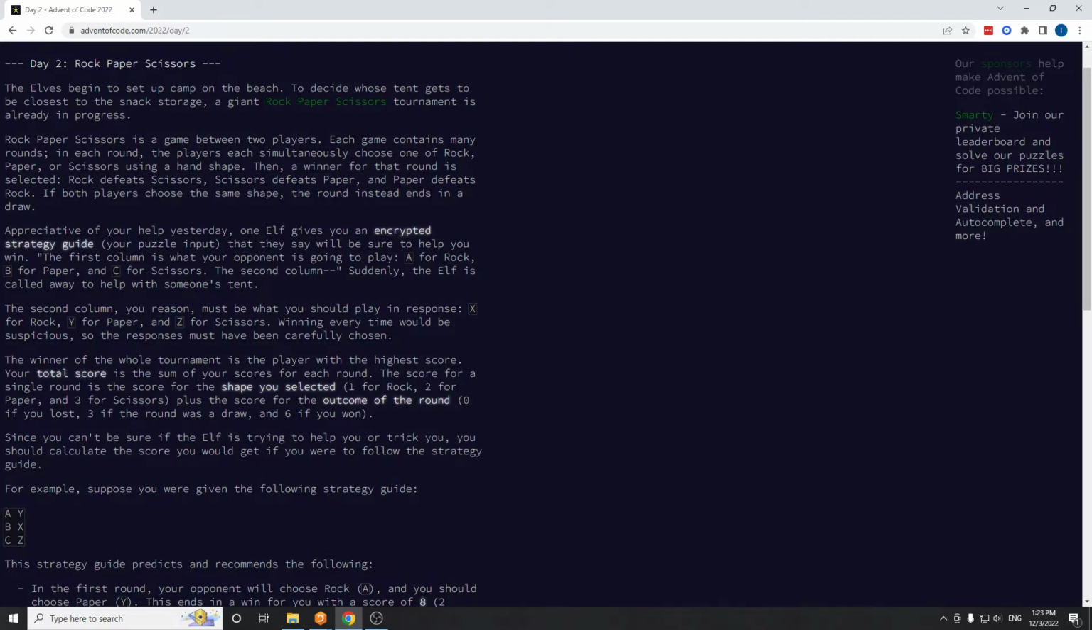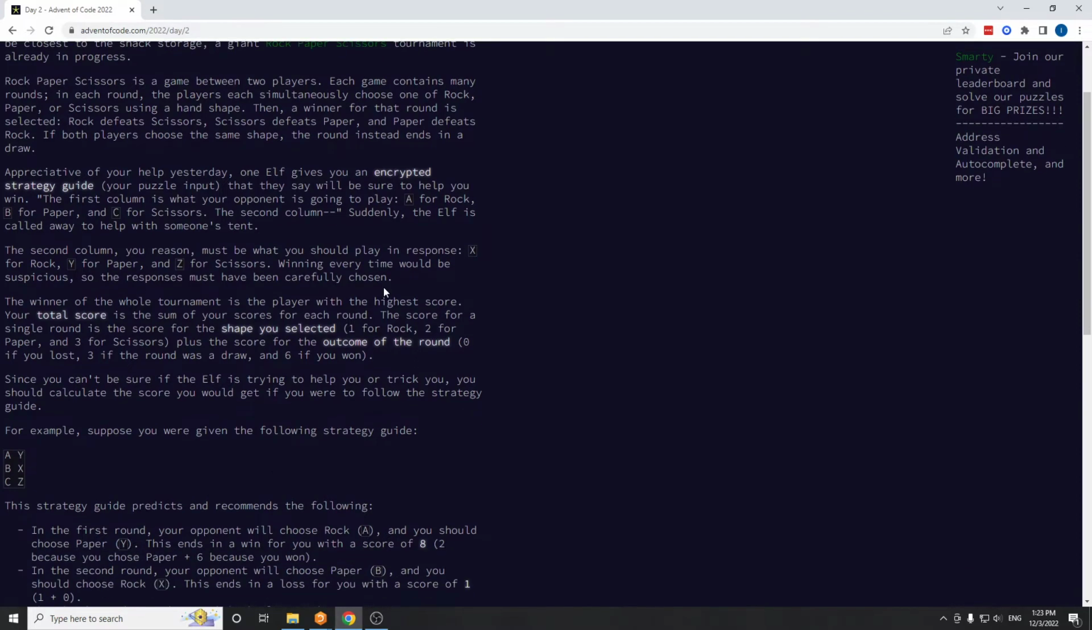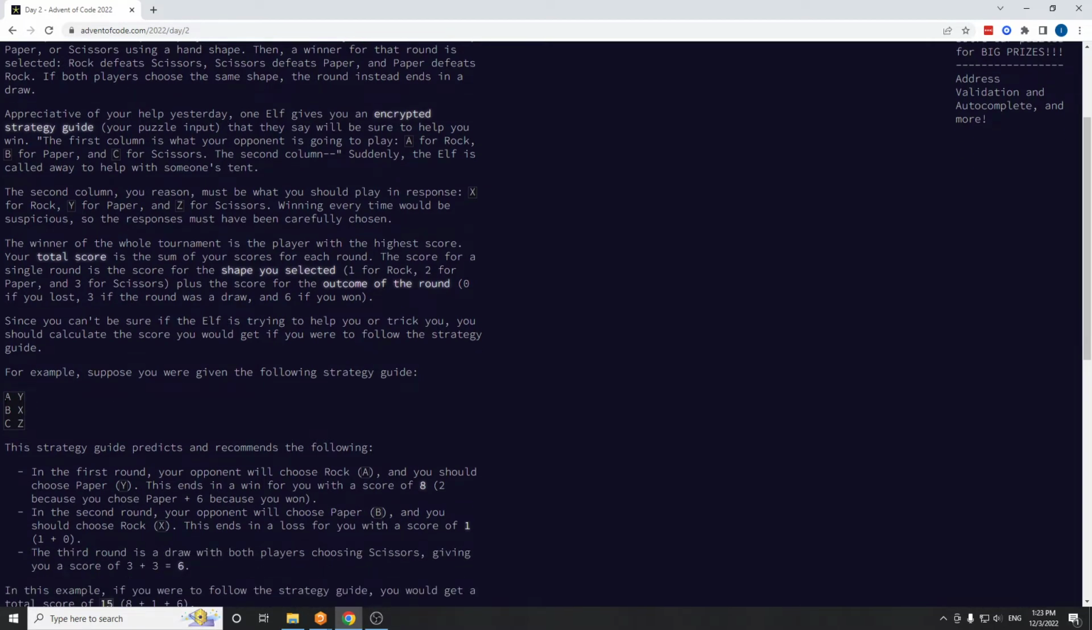So in this problem, we are going to be playing a series of rock, paper, scissors games, and in our input, the move that our opponent is going to be playing is denoted by A, B, and C, which stand for rock, paper, scissors, respectively. And then we have Y, X, and Z, which also stand for rock, paper, scissors. So we're going to be playing a series of games, and then we have to score those games.